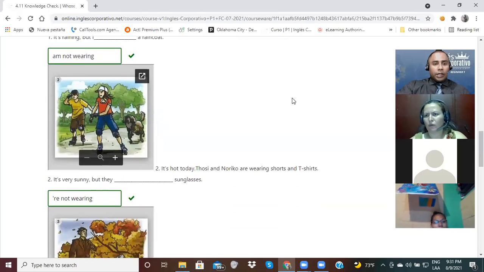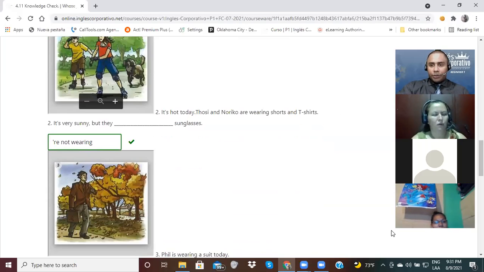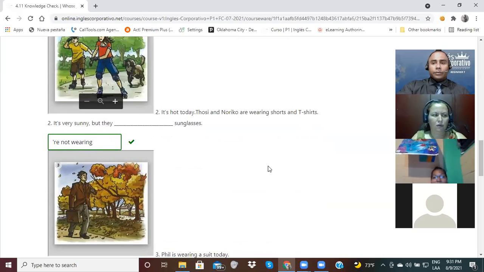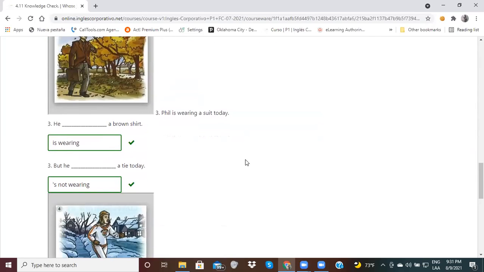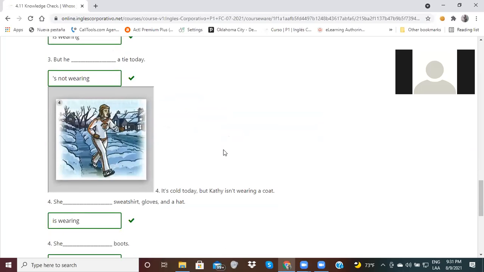Okay. Raincoat. Number two, please. Adela, number two. Okay, it's hot today. Josh and Noriko are wearing shorts and t-shirts. It's very sunny, good day. They're not wearing sunglasses. Excellent. Miguel Antonio, number three. Phil is wearing a suit today. He is wearing a brown shirt. Perfect. Gabriela Urrutia, number three. But he's not wearing a tie today. Excellent. Number four, Hilda.